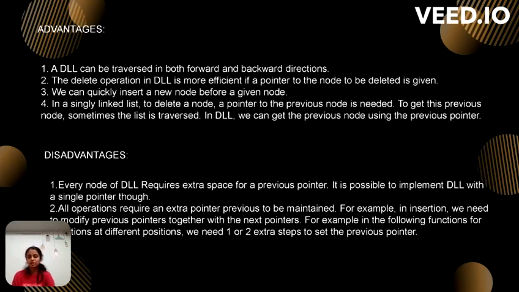Disadvantages of a doubly linked list are that every node requires extra space for a previous pointer. It is possible to implement a doubly linked list with a single pointer also. All operations require an extra pointer previous to be maintained. For example, in insertion, we need to modify previous pointers together with the next pointers. And also for functions at different positions, we need one or two extra steps to set the previous pointer.